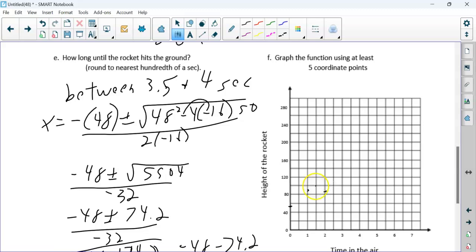Again, this is 90, so we're just kind of estimating that. I didn't want it that high, but 3.8 seconds, right about there. We also know at 3 seconds it was back down to 50. And there's our graph. That's it.